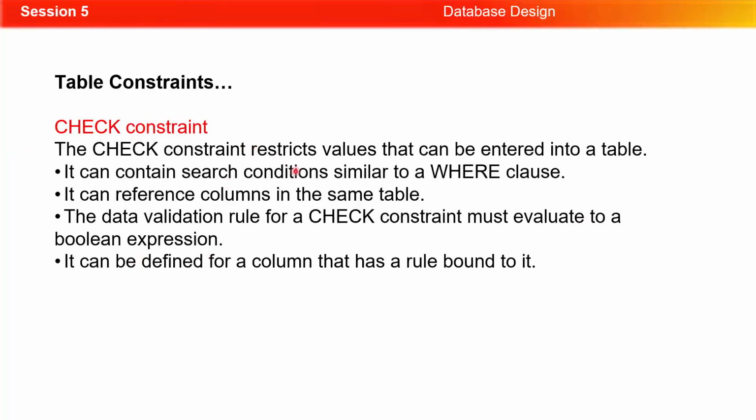The check constraint restricts values that can be entered into a table. It can search conditions similar to a where clause in a SQL statement, and we'll get to where clauses, but it just looks for certain conditions. It can reference columns in the same table. The data validation rule for the check constraint must evaluate to a Boolean expression, meaning true or false. It can be defined for a column that has a rule bound to it.